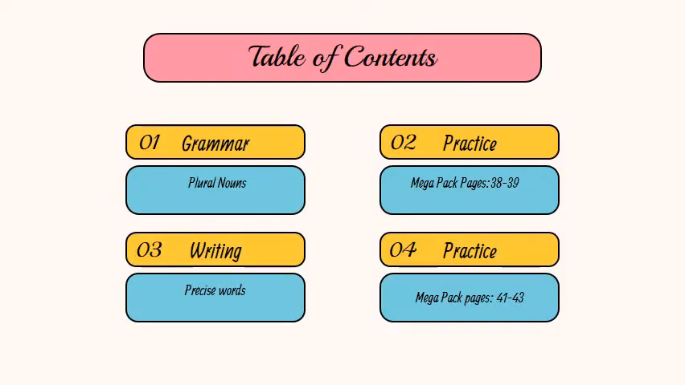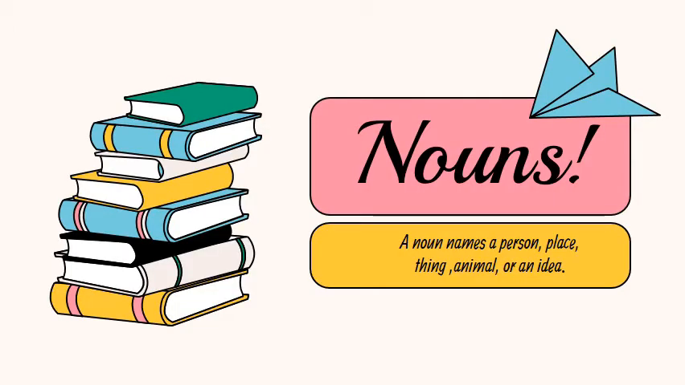So as we said, first we have a grammar about plural nouns. Then we're going to practice Megapack pages 38 and 39. Then we'll do the writing, which is precise words, and the practice is in Megapack pages 41 till 43.